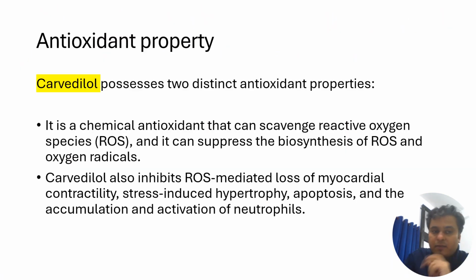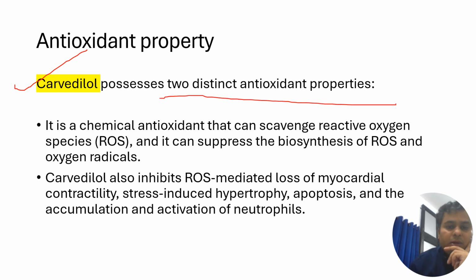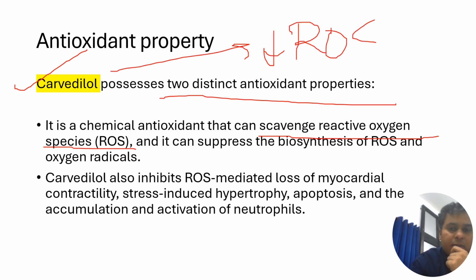Now to end this lecture, we'll quickly see the antioxidant property of beta blockers. This property has been identified with the use of carvedilol. Carvedilol possesses two distinct antioxidant properties. It is a chemical antioxidant that can scavenge reactive oxygen species, and it can suppress the biosynthesis of reactive oxygen species and oxygen radicals. So again, carvedilol will lead to a decrease in the reactive oxygen species.